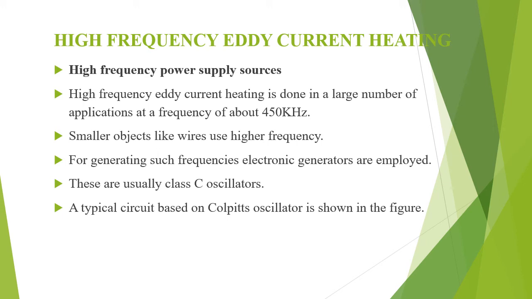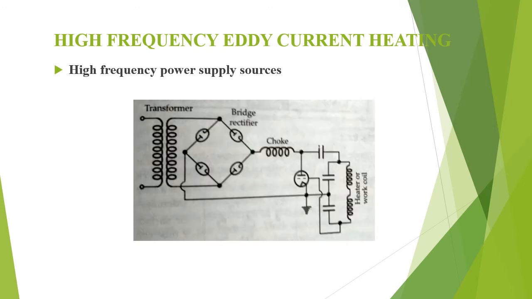To generate such frequencies, electronic generators are employed. These are usually Class C oscillators. A typical circuit based on Colpitts oscillator is shown in the figure. The transformer raises the voltage to about 10 kV, which will be rectified by the bridge rectifier circuit. The heater or the work coil is designed to resonate with the capacitors at the required frequency.